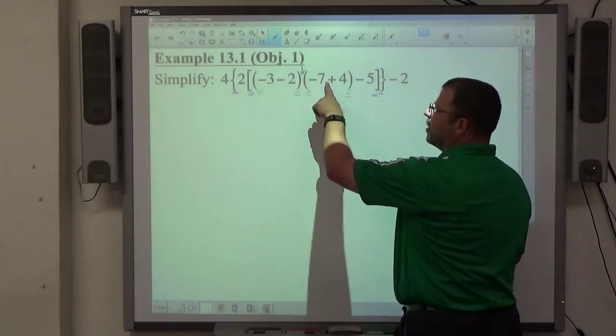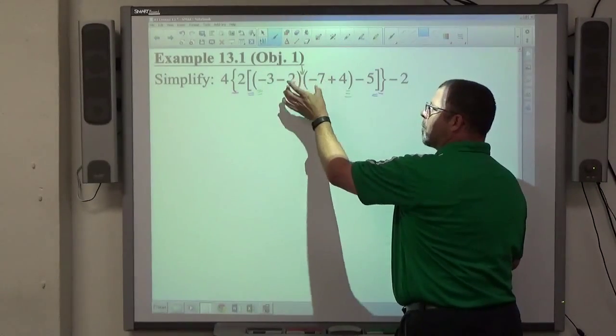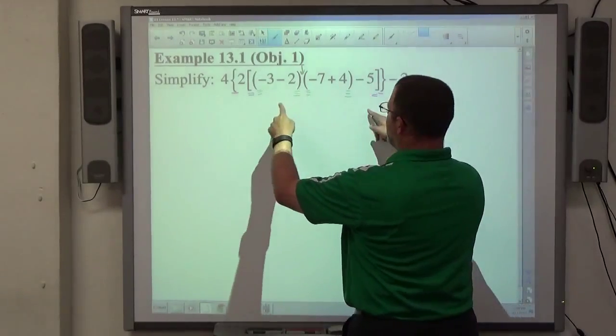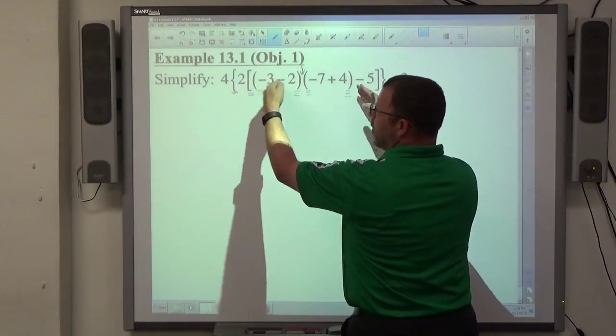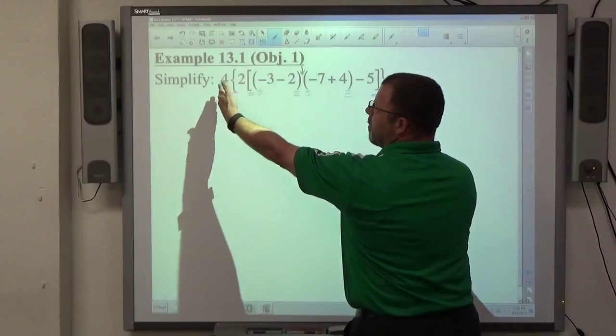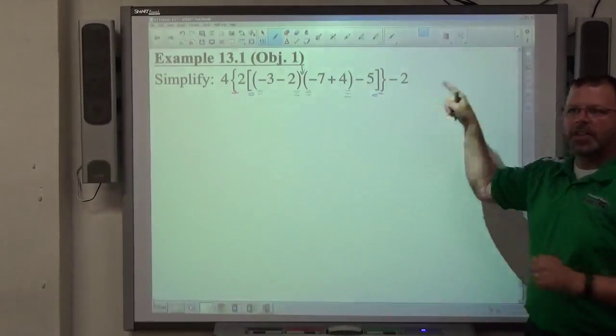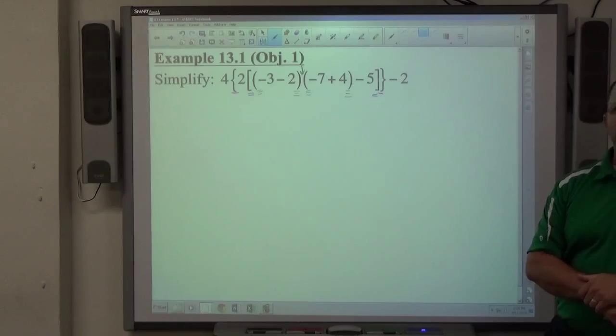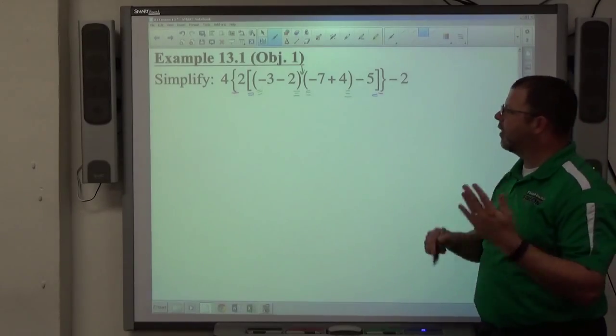This equals something, this equals something. They're being multiplied. That product is being subtracted by 5 to make a single number out of the bracket. It's being multiplied by 2 to make a single number out of the braces. Being multiplied by 4 to make a single number out of the whole thing. Then subtract 2. Get an understanding of the problem before you do it, and then get it done correctly.